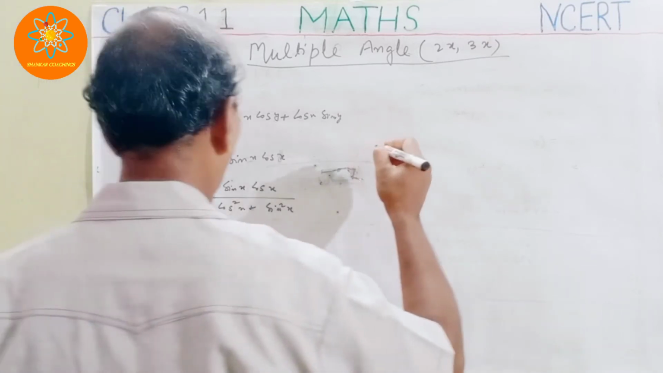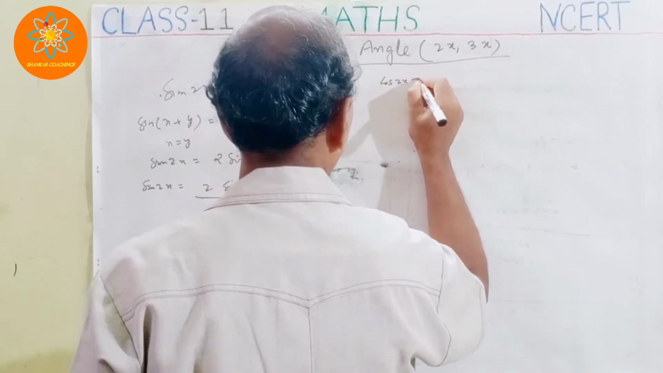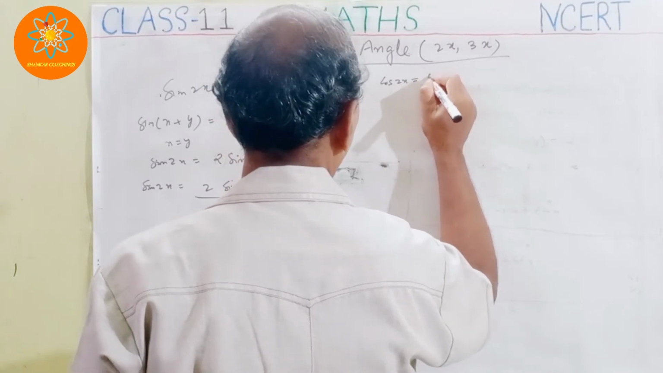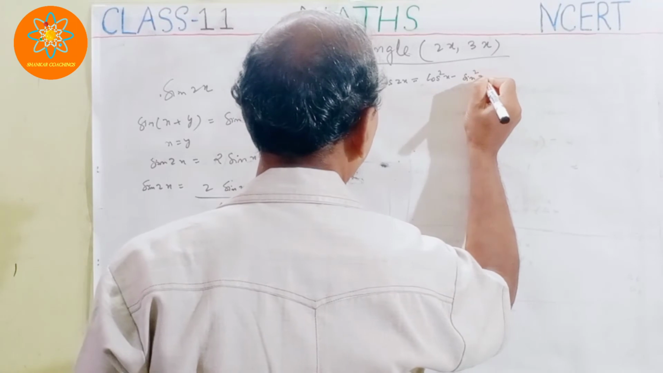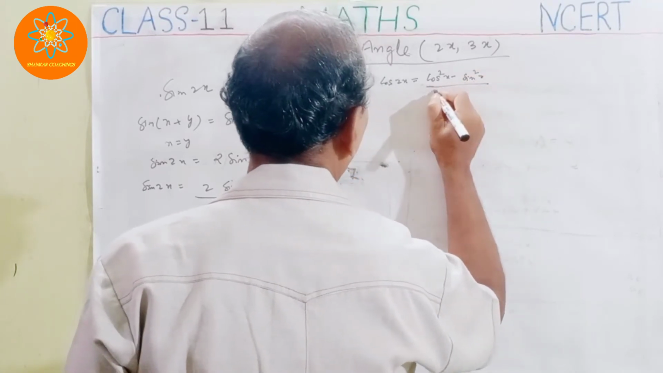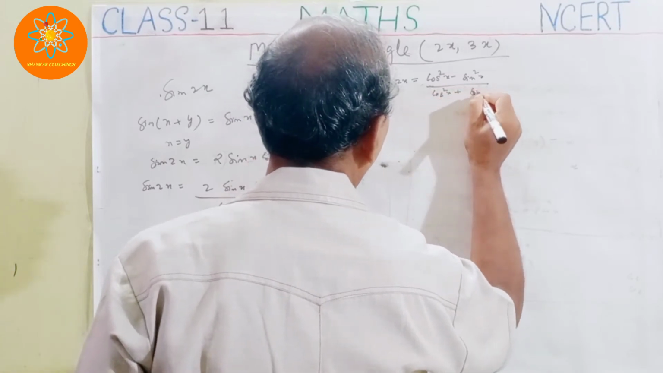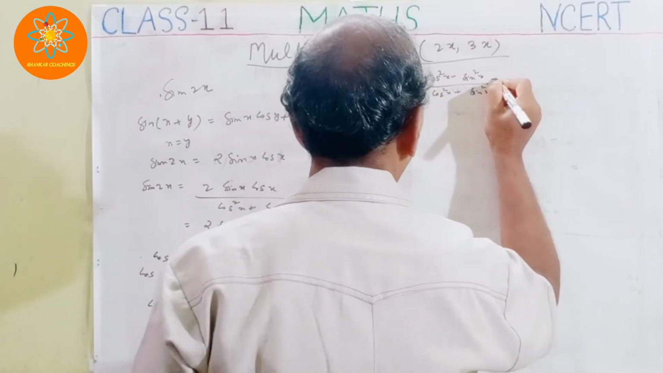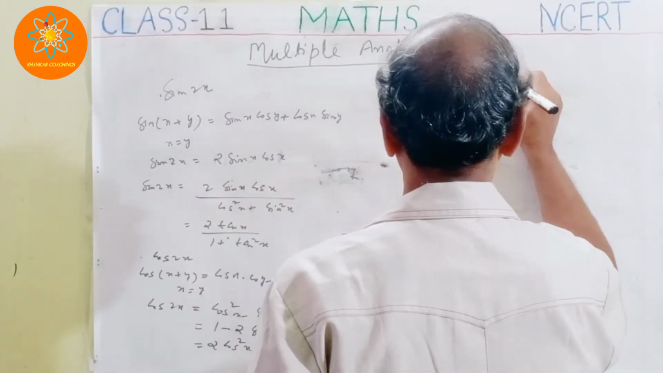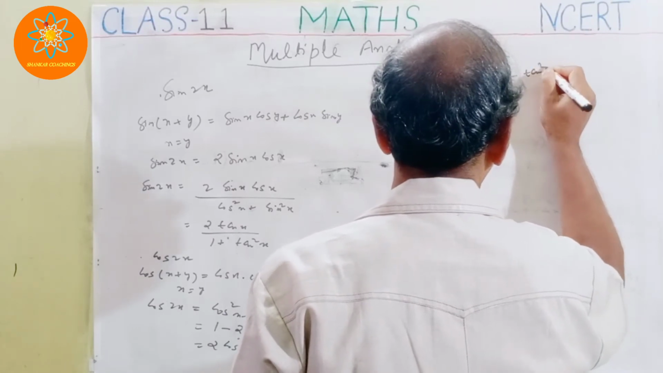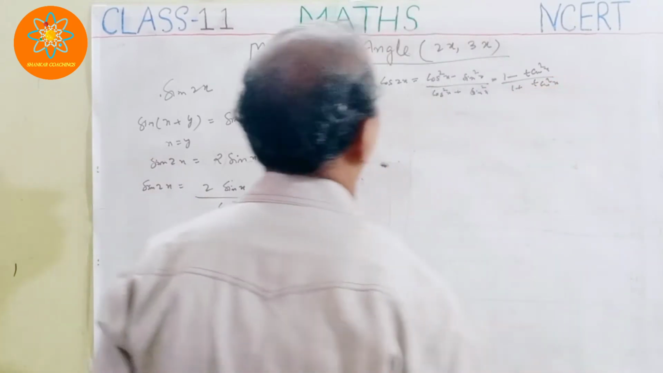One more thing, cos of 2x is equal to cos square x minus sin square x. I can divide it by cos square x plus sin square x. If I divide it by cos square x, this is 1 minus tan square x divided by 1 plus tan square x.